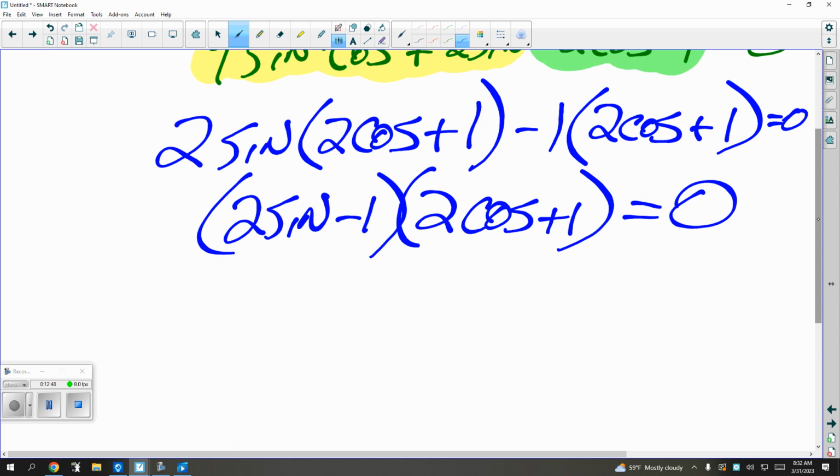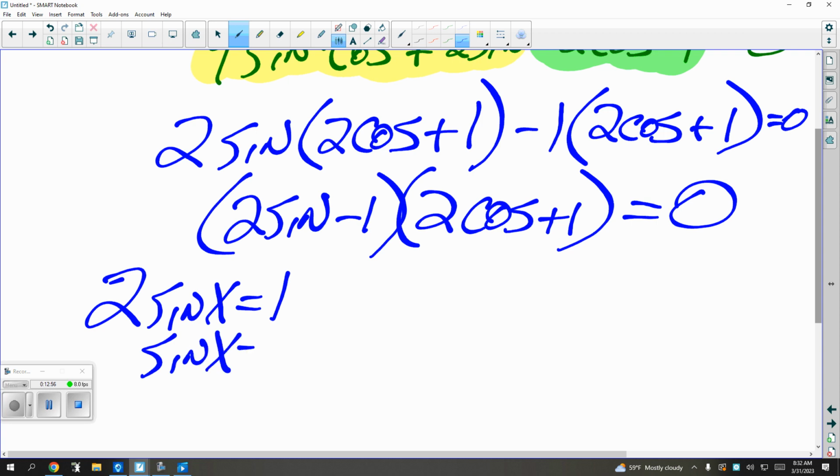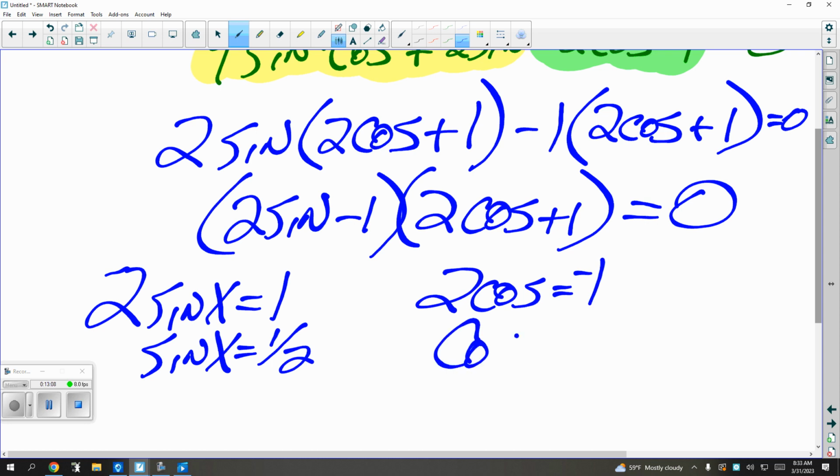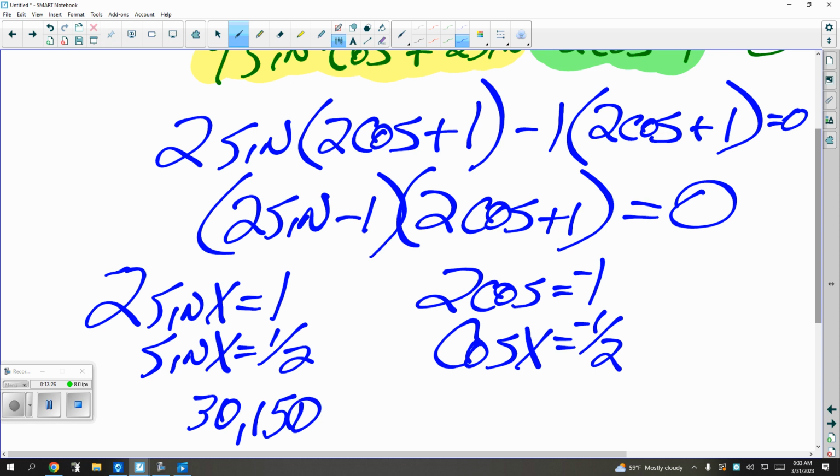And then we got 2 equations. So we got 2 sine x equals 1. So that means sine x equals a half. And then this guy's going to be 2 cosine equals negative 1. So then cosine x equals negative a half. Well, yay. Let's do it now. I just did it. Like, we're done, aren't we? Sine a half, 30 and 150. I love that. And now let's do cosine negative a half, which happens at 120 and 240.